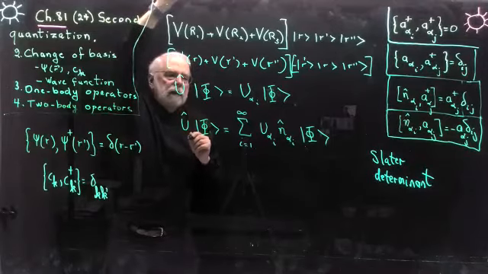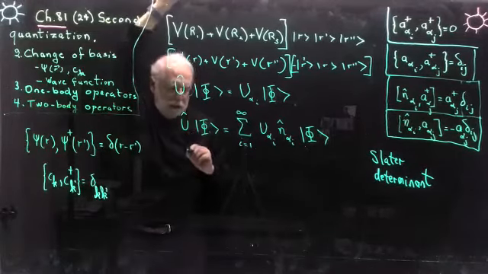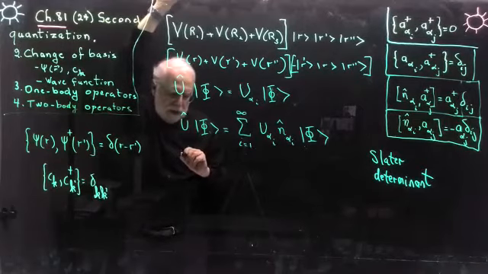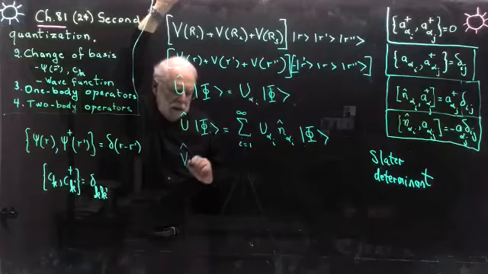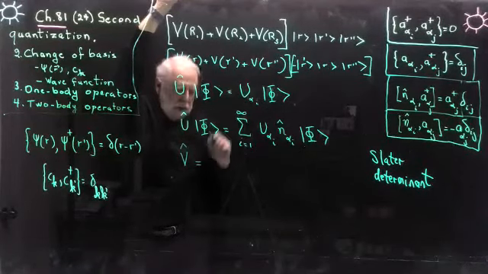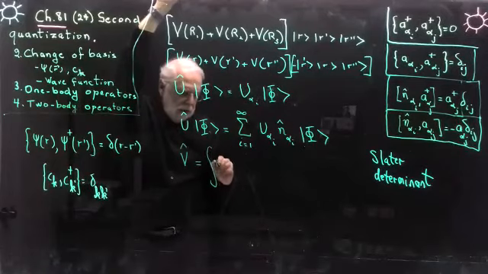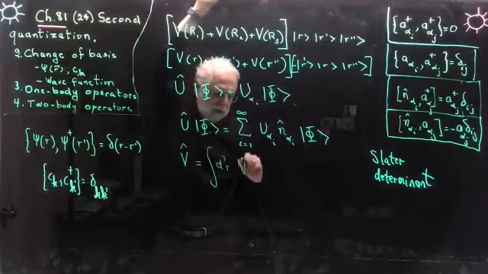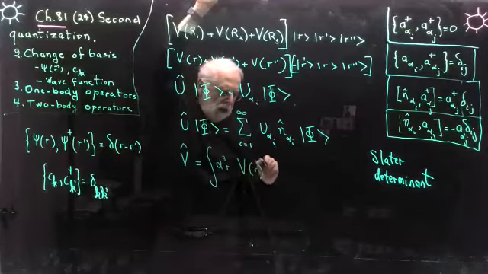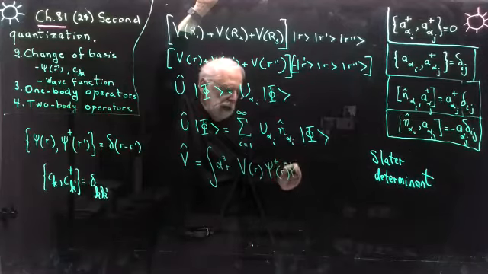Does that make sense? So for example, what is the potential energy operator in second quantization? This operator is just the integral d cubed r times V of r times psi dagger of r psi of r.